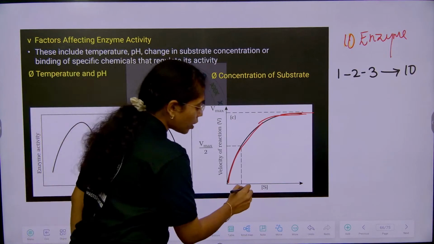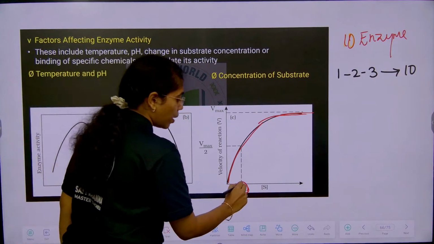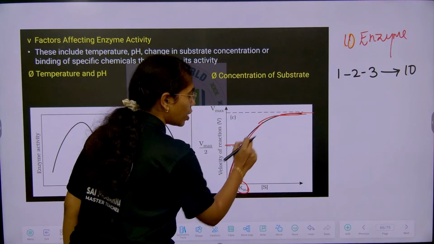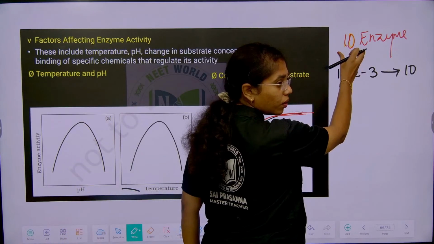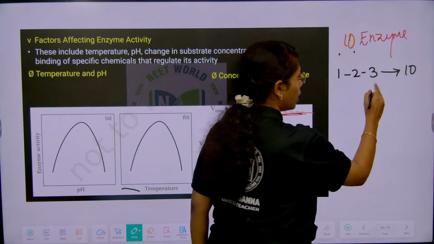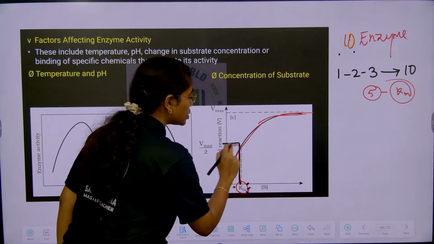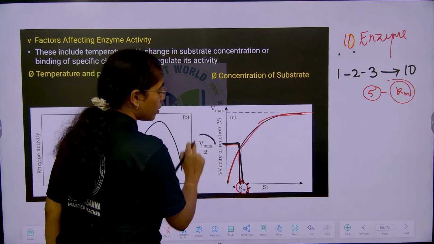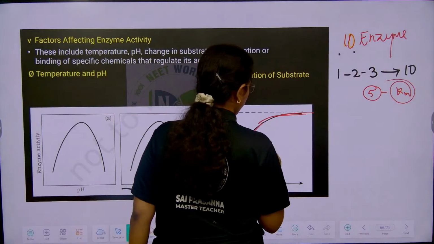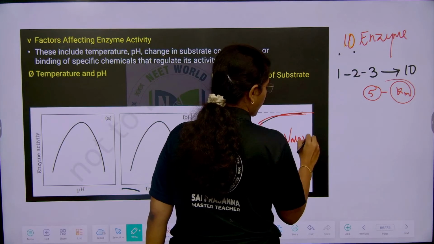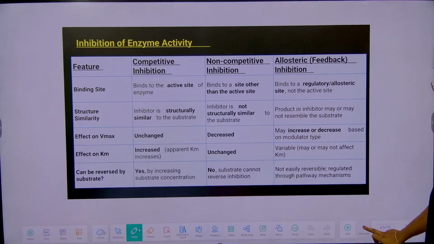And you have something called Km, which is known as the Michaelis-Menten constant. This constant shows half of the maximum velocity reached. Km is the concentration of the substrate. For example, 10 enzymes I told you, and I am adding 10 substrates one by one. At 5, it is the value of Km, at which half the maximum velocity is reached. So Km is equal to Vmax by 2. Right?